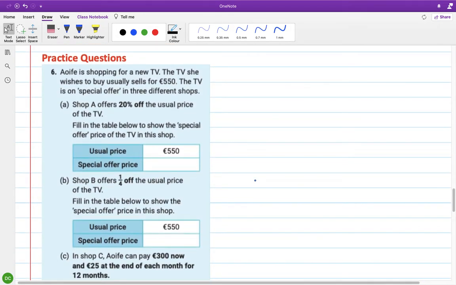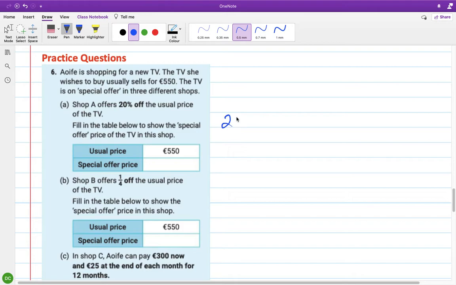So I'm going to fly through these and you can check them then in your copies and make sure that you got them right. So Aoife is shopping for a new TV. The TV she wishes to buy usually sells for €550. The TV is on special offer in three different shops. Shop A offers 20% off the usual price.